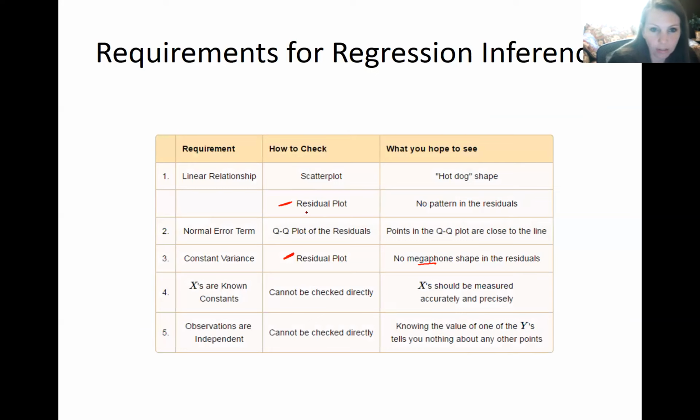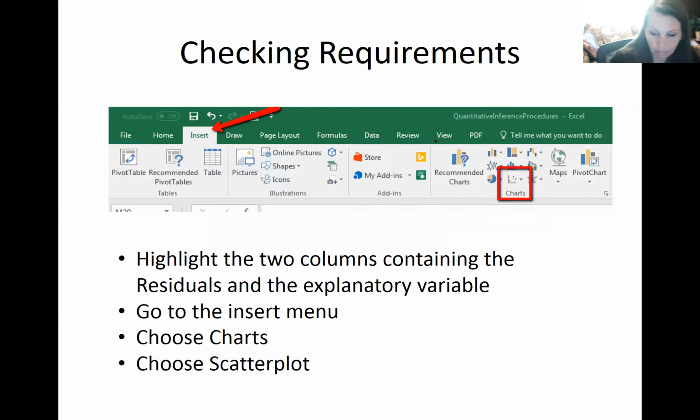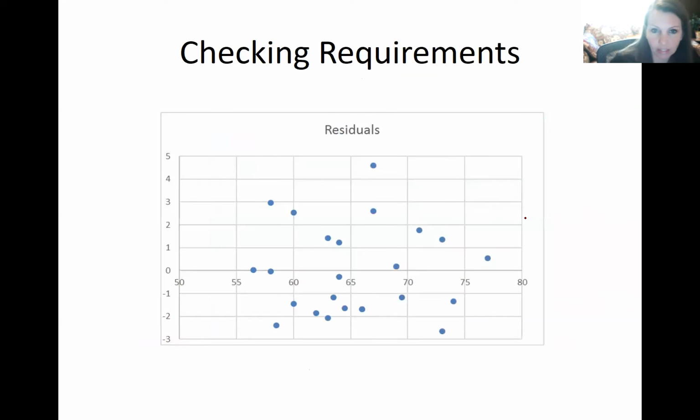Okay, so this residual plot that we're talking about right here, that's the first graph that I'm going to show you how to make. To do that, you want to highlight all of the data in both of these columns, the X variable and the residuals, because you're basically just making a scatter plot of the x and the residuals. Once you've highlighted that data, go to the insert menu and choose charts, and then it'll allow you to choose scatter plot, and it will just make the graph for you. So this is the graph that I got when I did that.